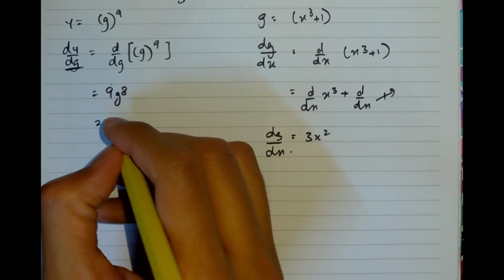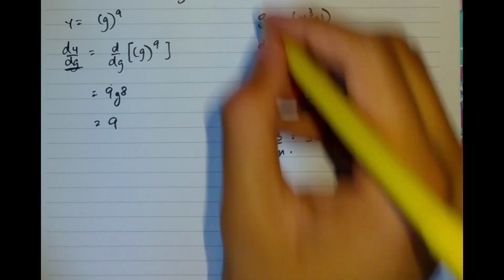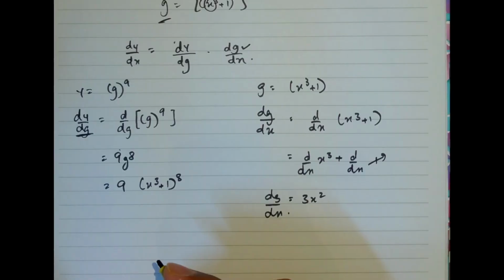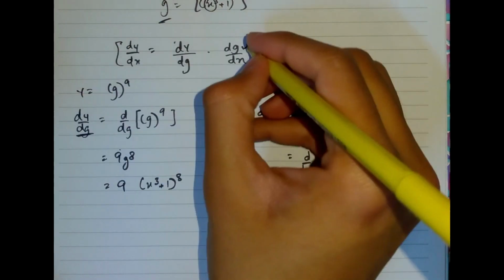Now for the final thing, we have to put the value of g over here. What was the actual value of g? It was x cubed plus 1, so (x cubed plus 1) power 8. That's the thing. And now we can simply use the chain rule.